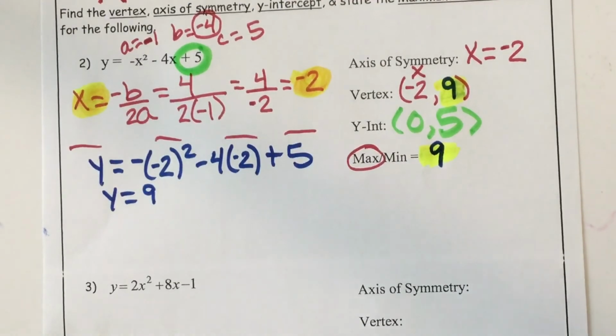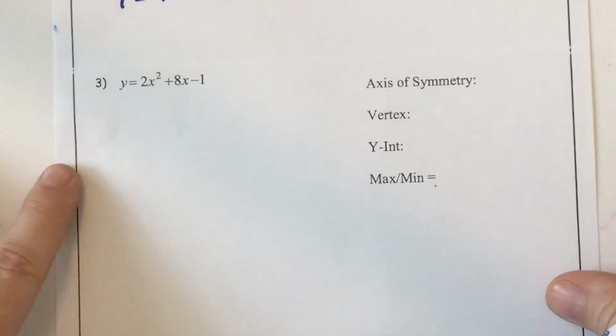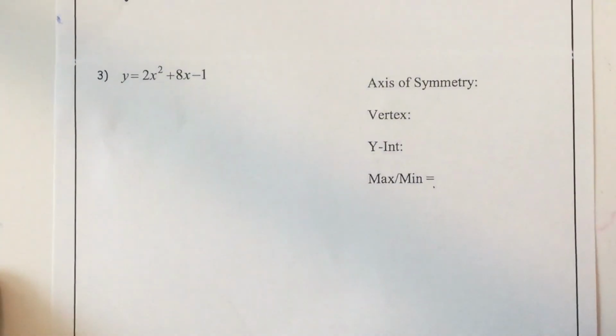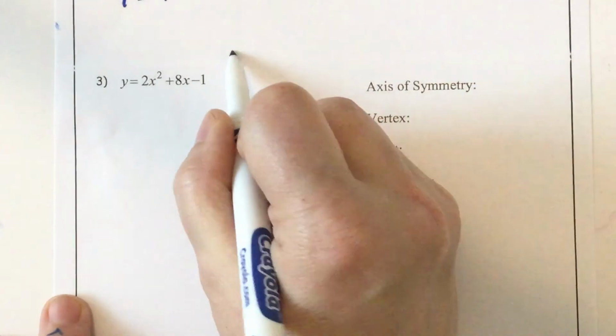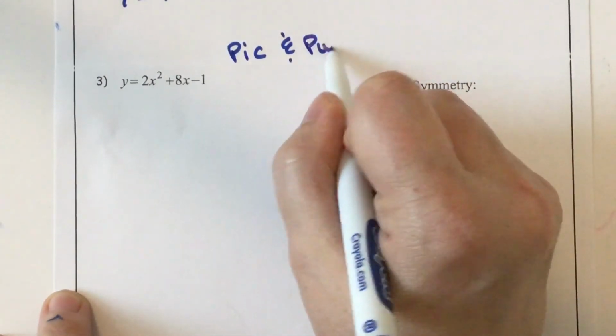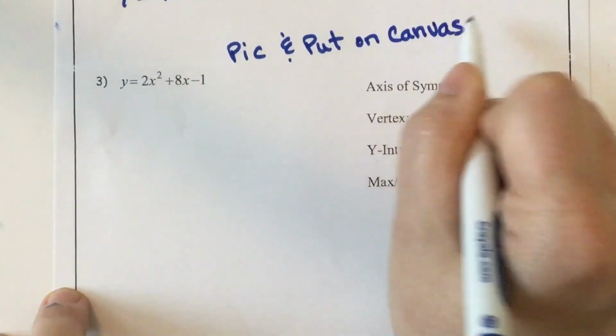Okay, so what I want you to try for me is number 3 here. I want you to find all the things that I just found, and then I want you to take a picture of your work and put it on Canvas so we can see how it looks and how you're doing.